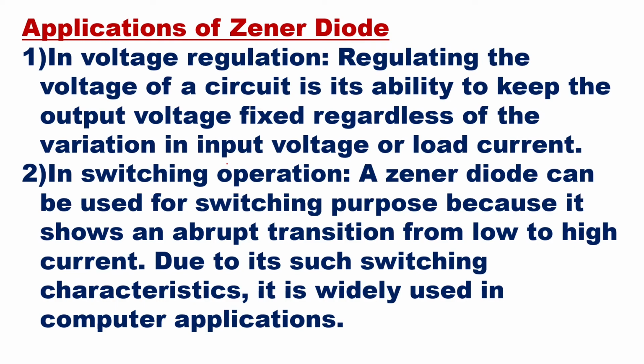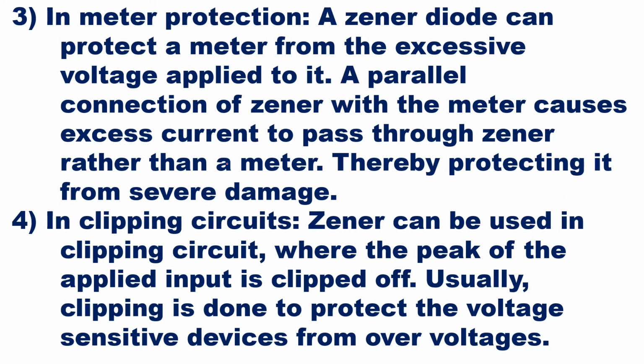Number two application is in switching operation. A Zener diode can be used for switching purposes because it shows an abrupt transition from low to high current. Due to such switching characteristics, it is widely used in computer applications. So it can be used as an on-off switch. Number three, it can be used in meter protection. A Zener diode can protect a meter from excessive voltage applied to it. Here also, it acts as a voltage regulator. A parallel connection of the Zener with the meter causes excess current to pass through the Zener rather than the meter, thereby protecting it from severe damage.